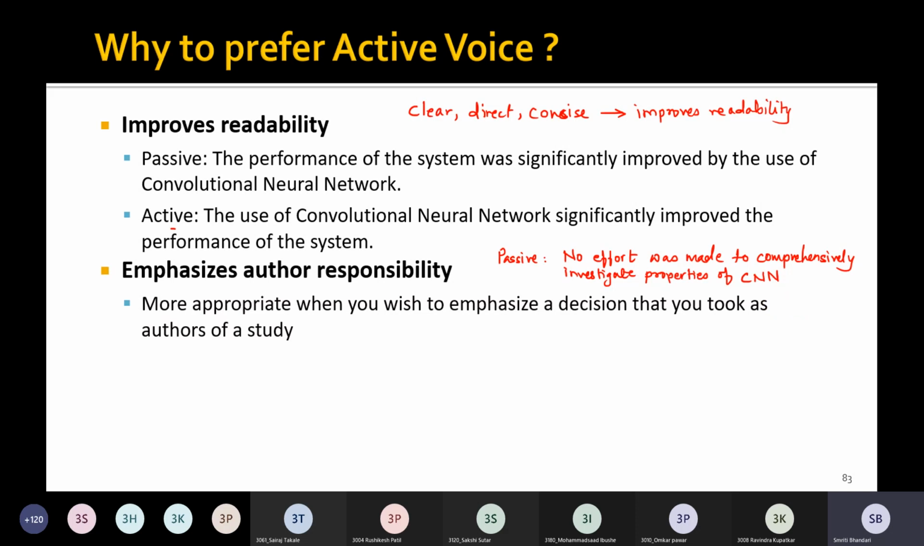Do not perceive any meaning out of that. This is simply one example. So in passive voice, we are writing the statement like, no effort was made to comprehensively investigate properties of CNN. So this is a statement. You may write further, as it was beyond the scope of the present study. Maybe this is the statement. So this statement is written in passive voice.